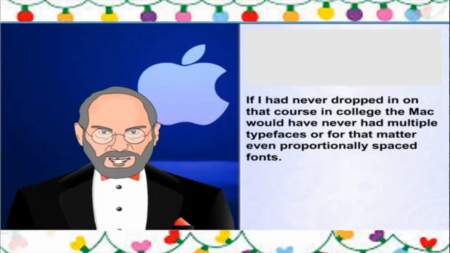So he says that the features of the Mac were that they had multiple typefaces, and also the fonts, that is the writing, were proportionately spaced out. There were spaces between what we could write on the Macintosh. All this happened why? Because he dropped out of his course, but he learned calligraphy. So this is one story about how you connect the dots later. At that point of time, you do not realize what you're doing. But when you look back, you understand that yes, this was good for me. Dropping out of college and doing a course in calligraphy was good for me.